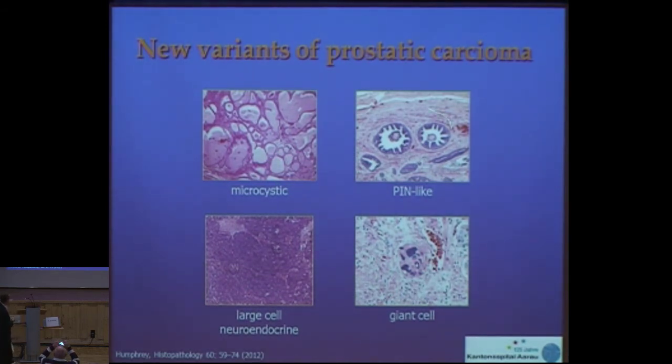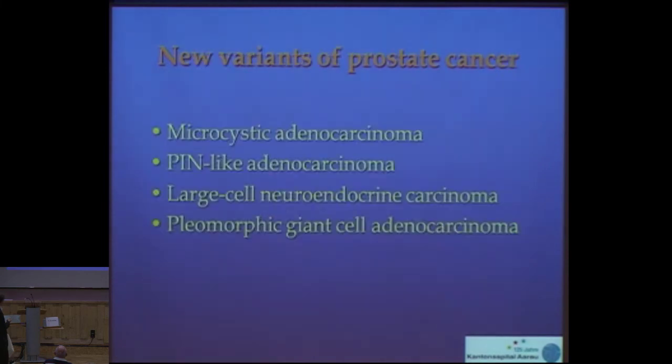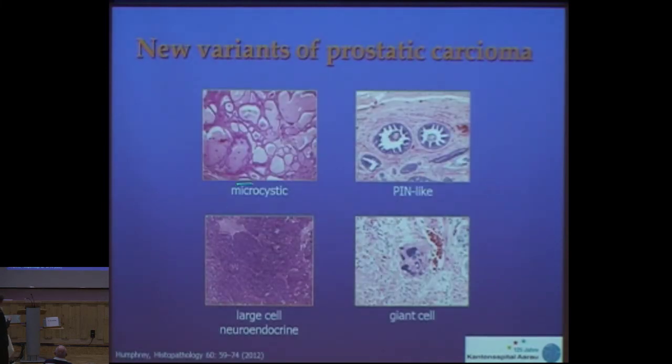And we have this one that looks like a PIN, but if you recognize here is the nerve sheath. So this infiltrates the nerves, so this is not a PIN. And this one, the large cell, here we go. The large cell neuroendocrine, which is a very aggressive tumor, and the giant cell, as you may really see, this is nicely pictured once you see it in the microscope.